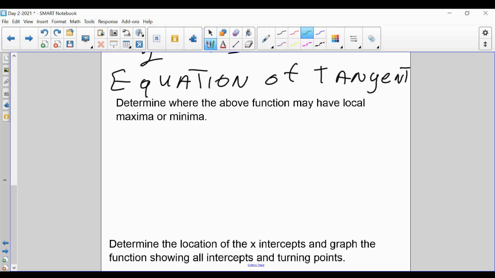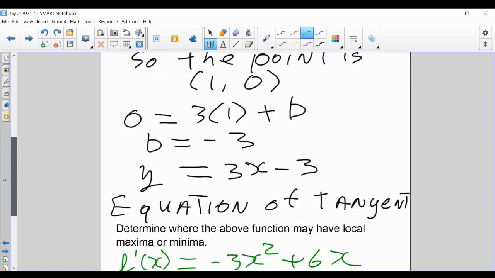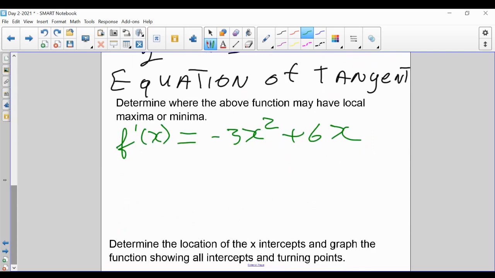So the derivative, keep using different colors here, minus 3x squared plus 6x. Did I write that down right? Hang on. Yeah, minus 3, okay. So the question is, where is this equal to 0? Well, why don't we just set it equal to 0? So minus 3x squared plus 6x equals 0.